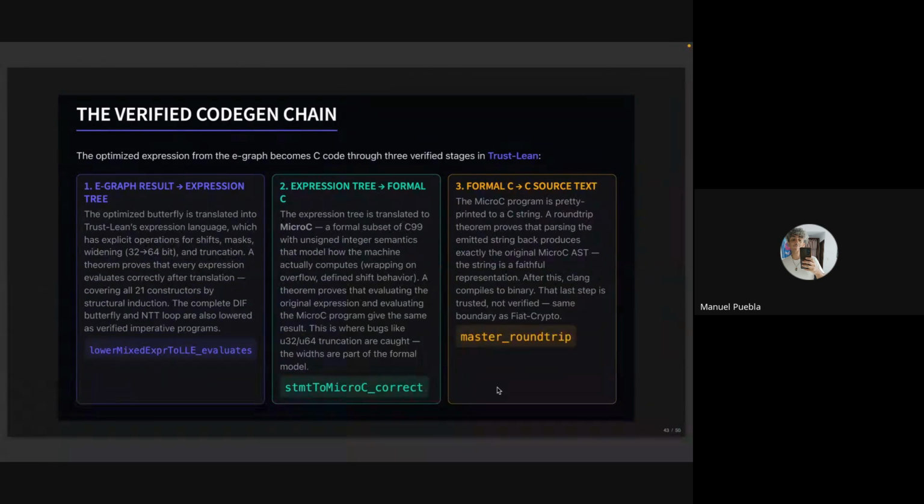So what about the code gen? The expression that the eGraph produces goes then through 3 stages. We built a kind of standalone intermediate representation processor for the backend called TrustLean, to be flexible enough to take in different representations from an eGraph and parse them in a verified way. So the first pipe is going from the eGraph to an expression tree.